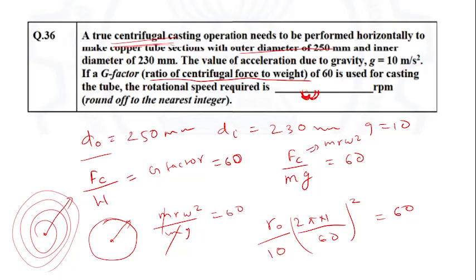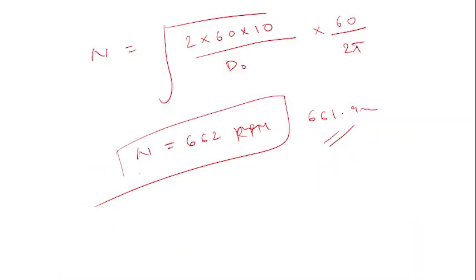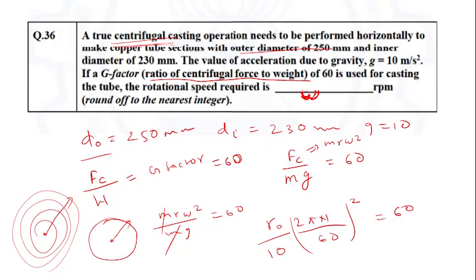If it is vertical, ma'am? Vertical, same, only outer you will take. But one more thing will come into the picture. What will it be? Can anyone tell? Accumulation at the bottom.